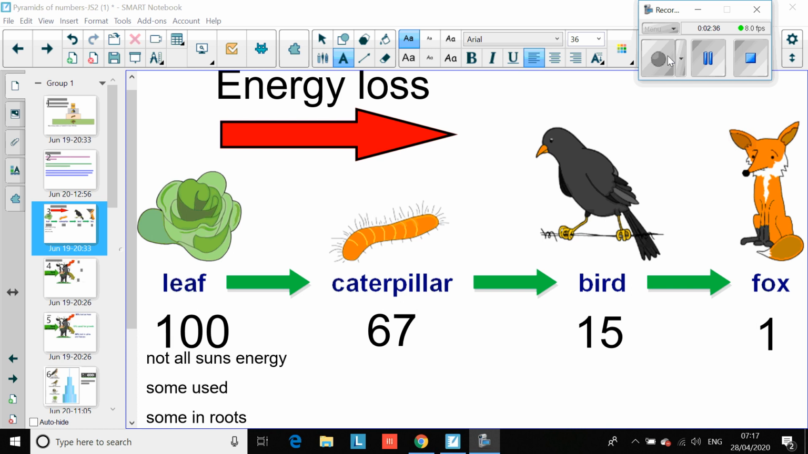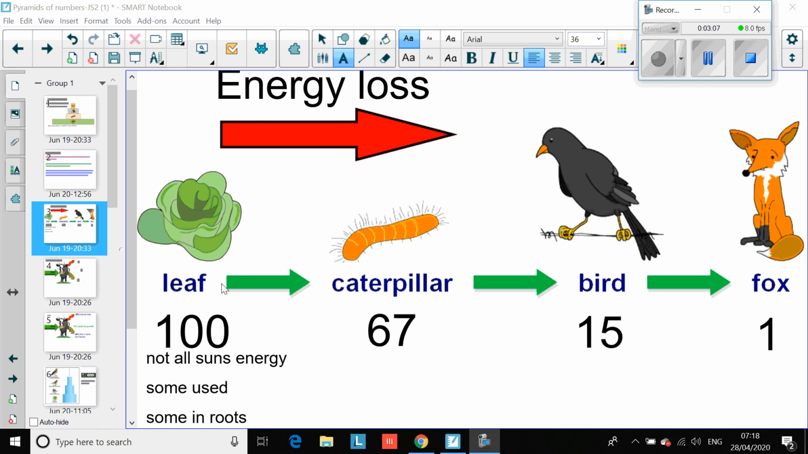Okay, so I've given you an example of some of the things that we could think about. For example, a leaf of a lettuce may get some energy, but maybe it doesn't get all of the sun's energy. Maybe not all of the energy that it could get from the sun is absorbed. Plants, some people forget, actually do need energy. They respire, they need energy to live. So some of the energy that the plant gets is actually used. And then some might be in roots.